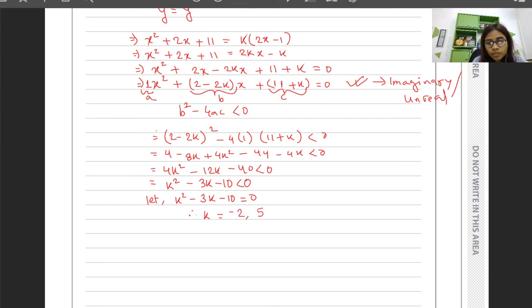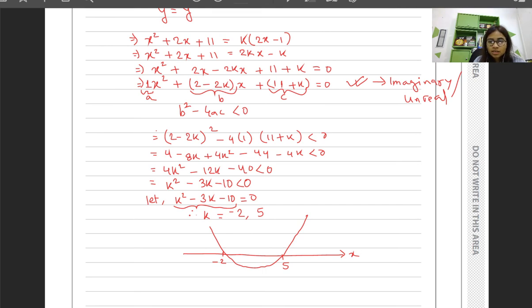So let's draw an x-axis. This is -2 and this is 5. The coefficient of k² is positive, so it will be a minimum curve. So we just drew this curve. Now understand that the portion of the graph has to be less than 0. We have to take the set of values of k for which the curve is less than 0.